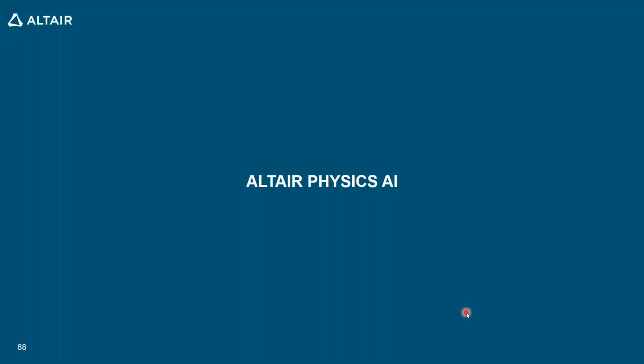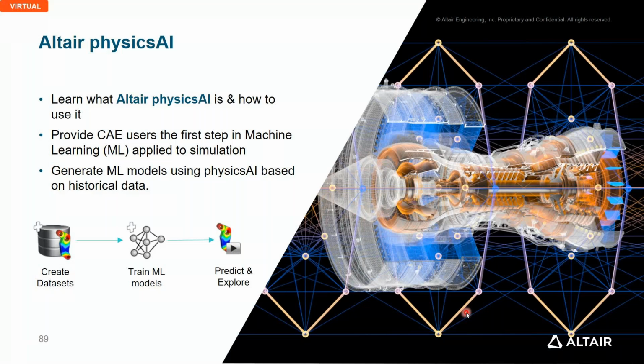So coming to Altair Physics AI. Altair Physics AI is the environment or tool for predicting the result with the help of artificial intelligence from the simulation result. So I have a set of simulation results, and based on the set of simulation results, I want to predict the result for the new design. Then I will be using Physics AI.